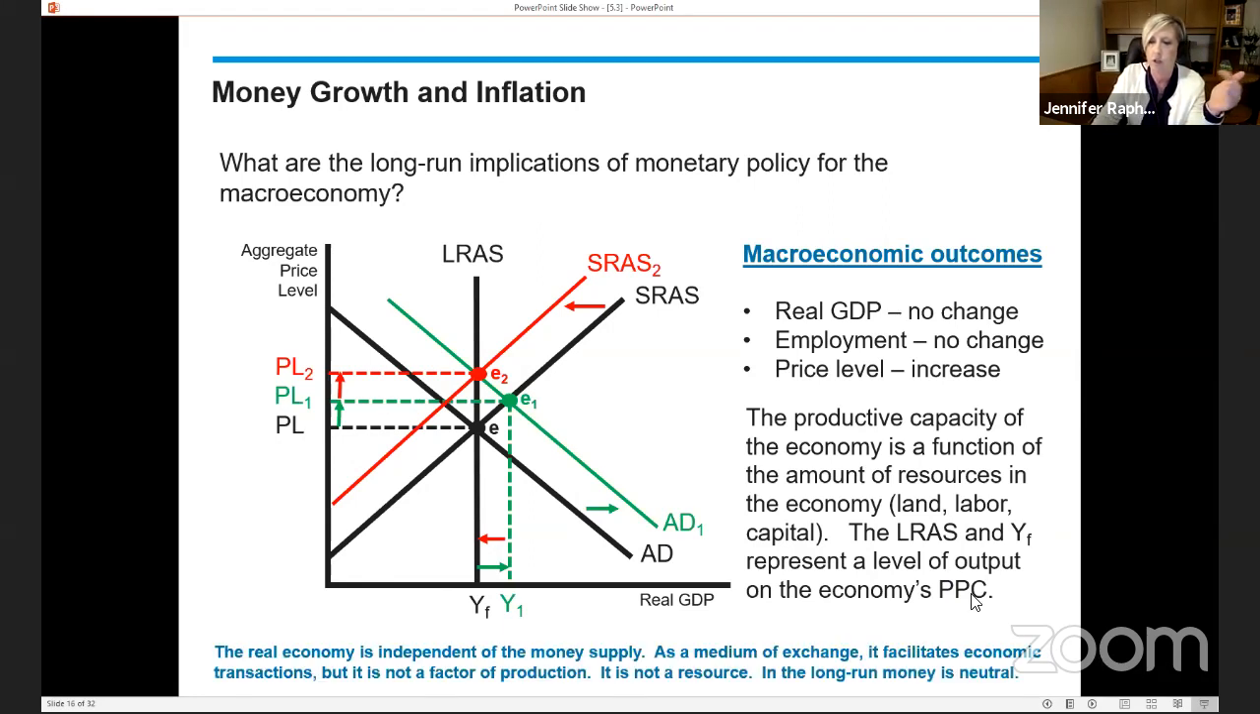So this leads us to the conclusion that the real economy, right, which is a function of the productive capacity of its resources, is independent of the money supply. It doesn't matter how much money is in the economy when it comes to how many goods and services we produce. As a medium of exchange, money does a terrific job facilitating economic transactions, but it's not a factor of production and it's not a resource. And the conclusion we draw is that in the long run, money is neutral. In other words, in the real economy, the amount of output we can produce is independent of the money supply.